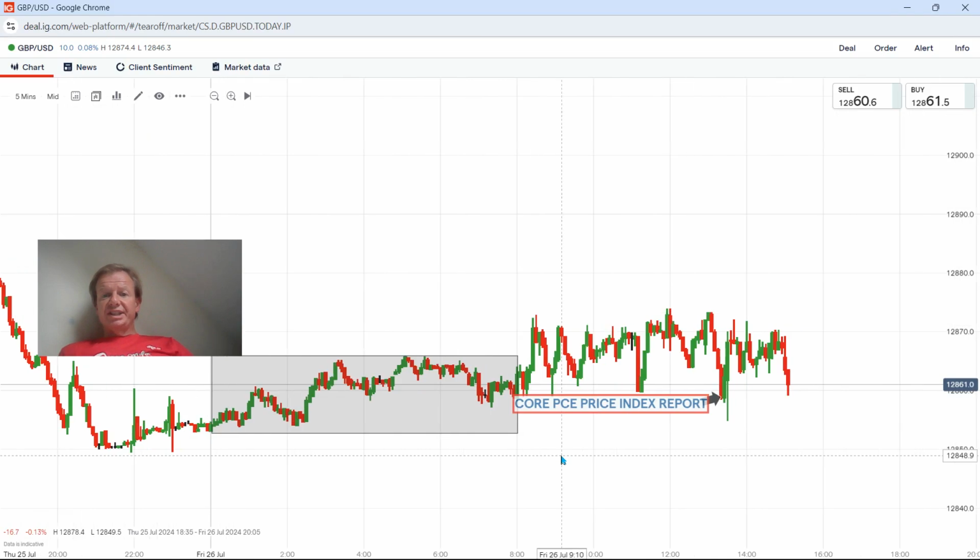Now, a core price index report was coming out at 1:30 in the afternoon here in the UK, which was going to affect the US dollar. I did go long here up the top. It was a very narrow range. I was really hopeful. I went long here, and it came right back down again. And as you can see, it stayed in this range.